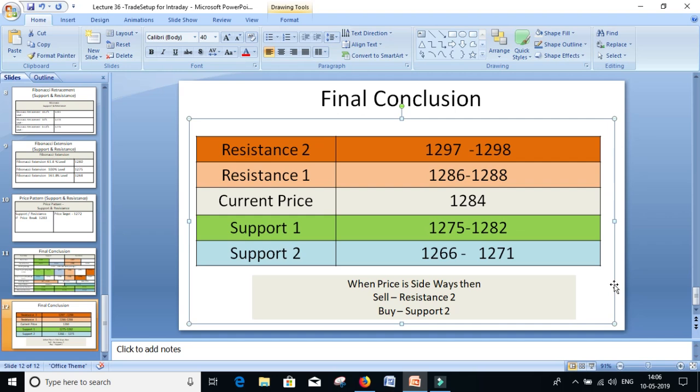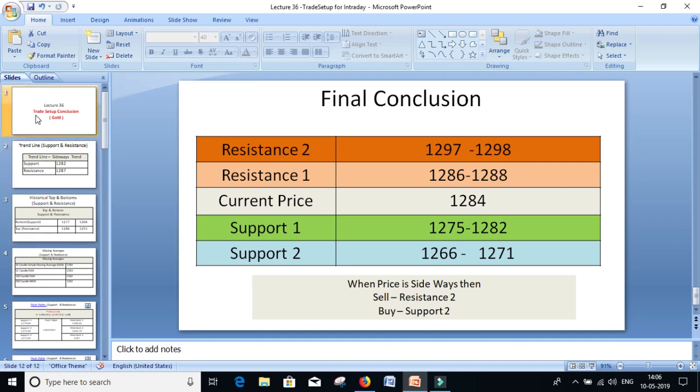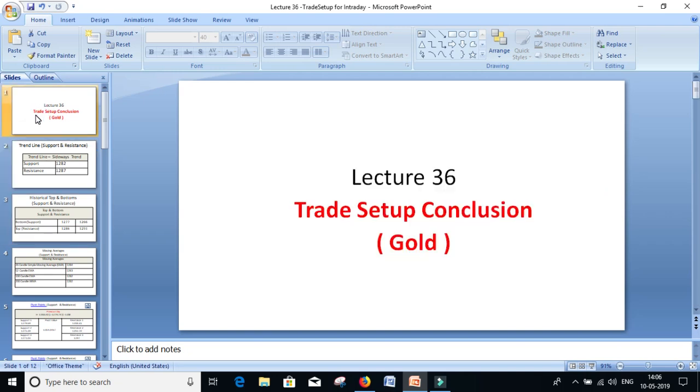I hope you understand the concept of trade conclusions for intraday in a gold perspective. Thanks a lot.